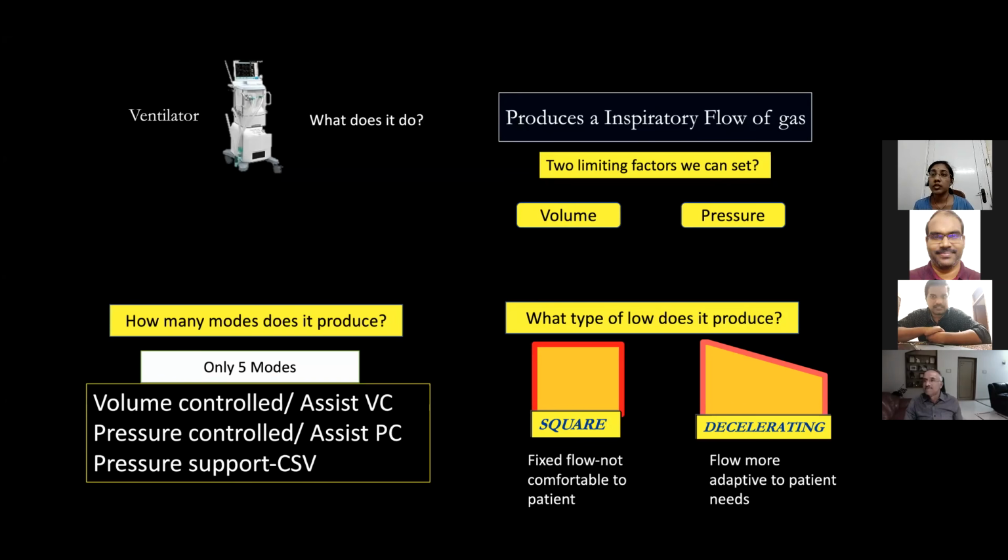Understood? Yes, sir. This clarity should be there. That's why I'm going slow here, so that you understand, because all of you have a confusion. Let us make it clear. Once you understand these five modes, all the modes on a ventilator are understood. You can be sure of it. Once you deduce, you will understand. Okay? These are the basic concepts.